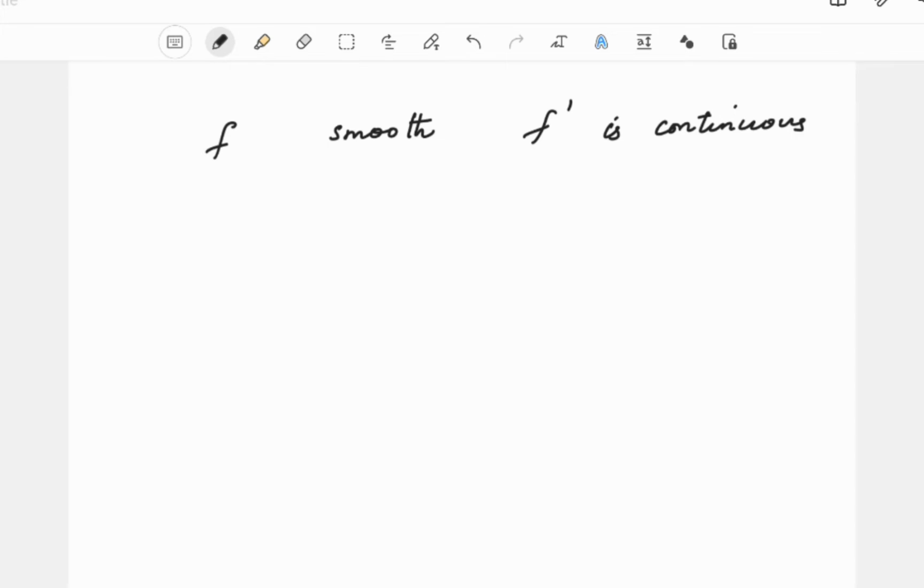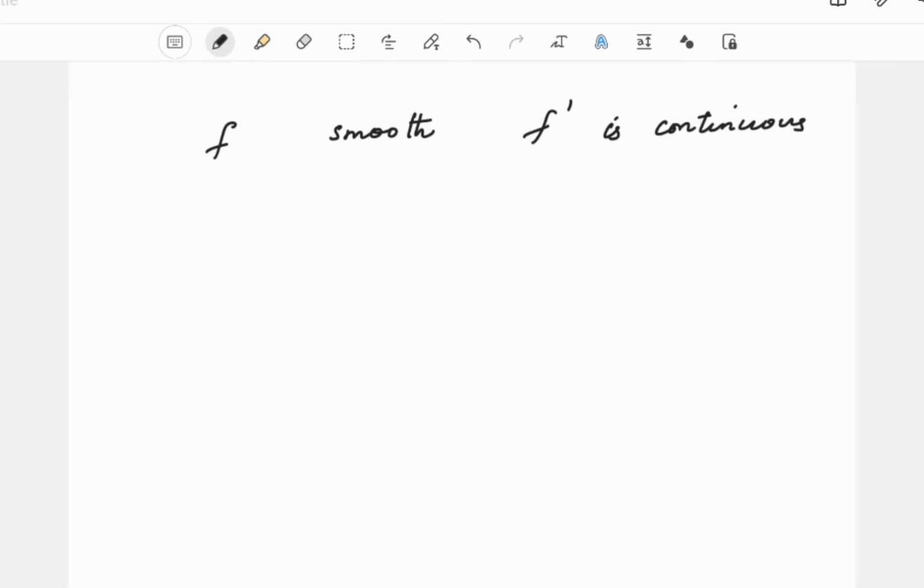The continuity of f dash implies that a small change in x produces a small change in the slope f dash of x of the tangent line to the graph of f at any point (x, f of x). Consequently, the graph of f cannot have an abrupt change in direction. In other words, the graph of f has no corners, and the graph is a smooth curve. So the graph of a smooth function is always smooth.